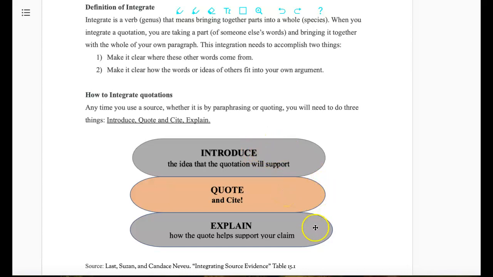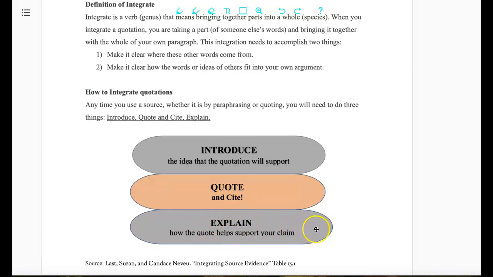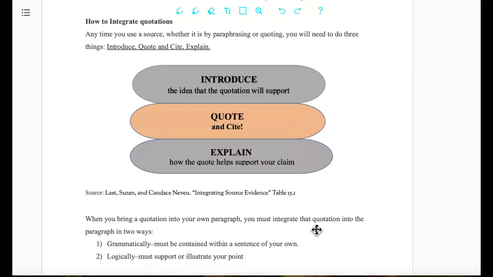When we're talking about the quotation sandwich, notice that the first thing that we're going to do is introduce the idea that the quotation will support. Then you're going to quote and cite, and then you'll explain. Different people call this bottom slice different things. We could call it explanation. We might call it sometimes analysis, where you break down the parts of the quote. And sometimes we just call it commentary. You talking about the quotation in a way that makes it clear why you're using this quotation in this paragraph. I think explain is a good kind of umbrella term to use.